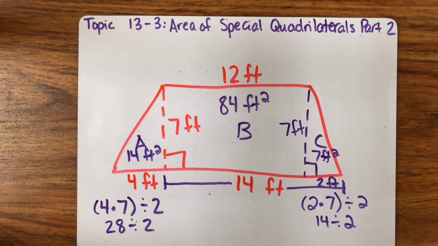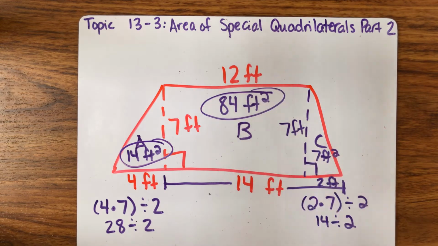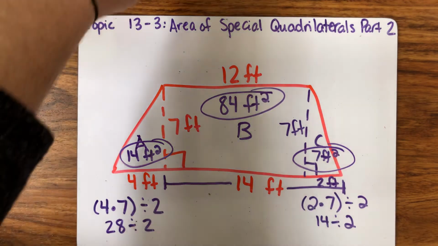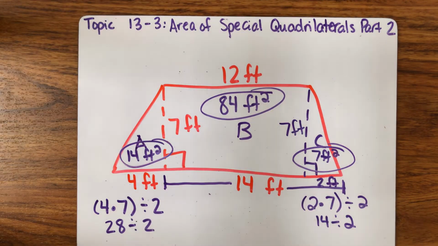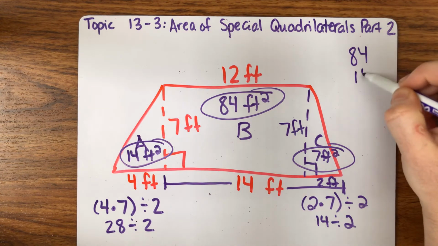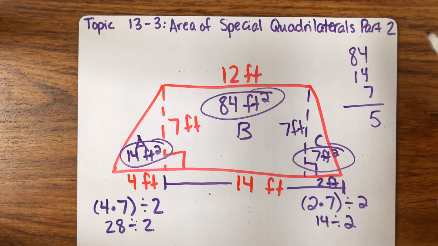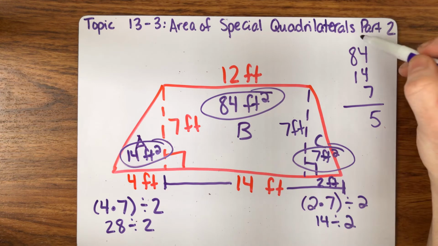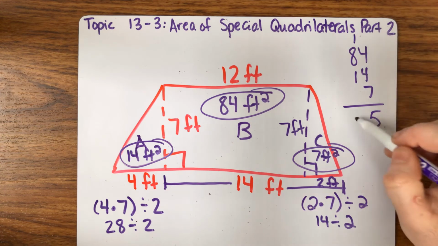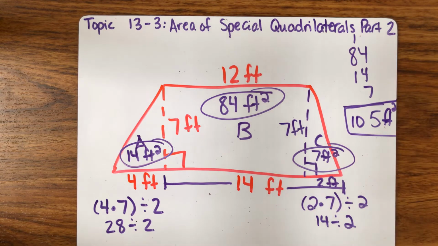All right, so we know that if we add 14 feet squared and 84 feet squared and 7 feet squared, we end up getting, so 84, 14, 7, 8 plus 7 is 15, 8, 9, 10, 105 feet squared as our total area. All right, so that was the answer to the 5th problem on the Google form.